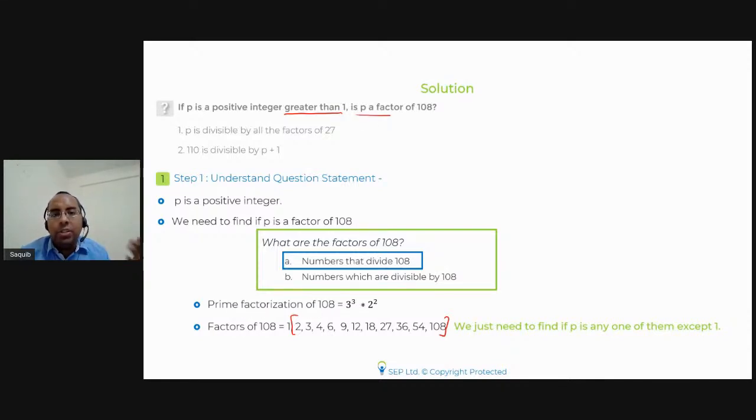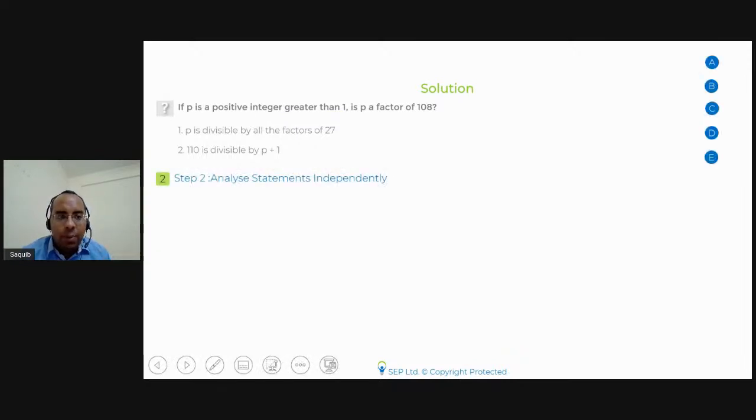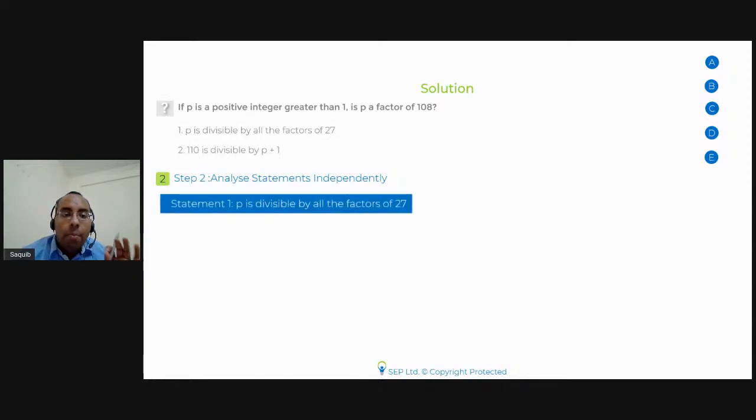Okay, that's the inference that you should be able to make. Now let's come to the first statement, which everyone marked as A. P is divisible by all the factors of 27. Now, what are the factors of 27 by which it will be divisible? So p will be divisible by 1, 3, 9, 27, right? Because these are the factors of 27.